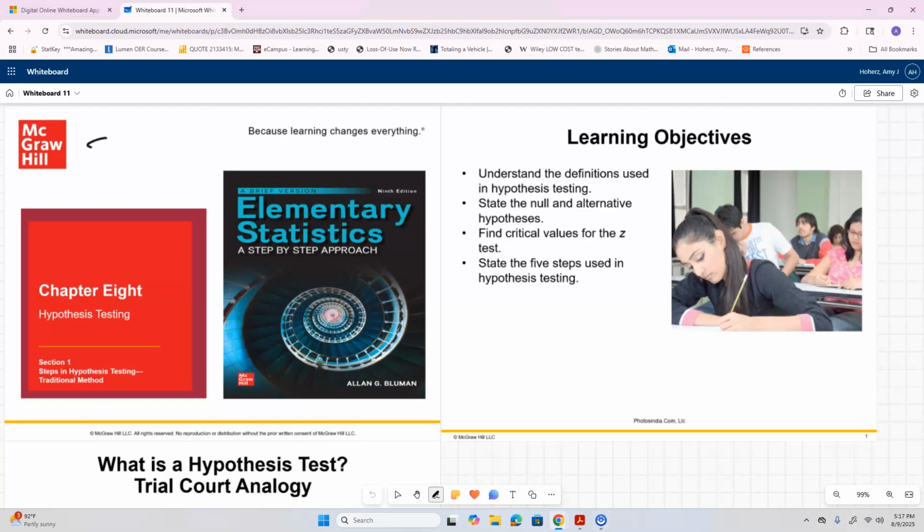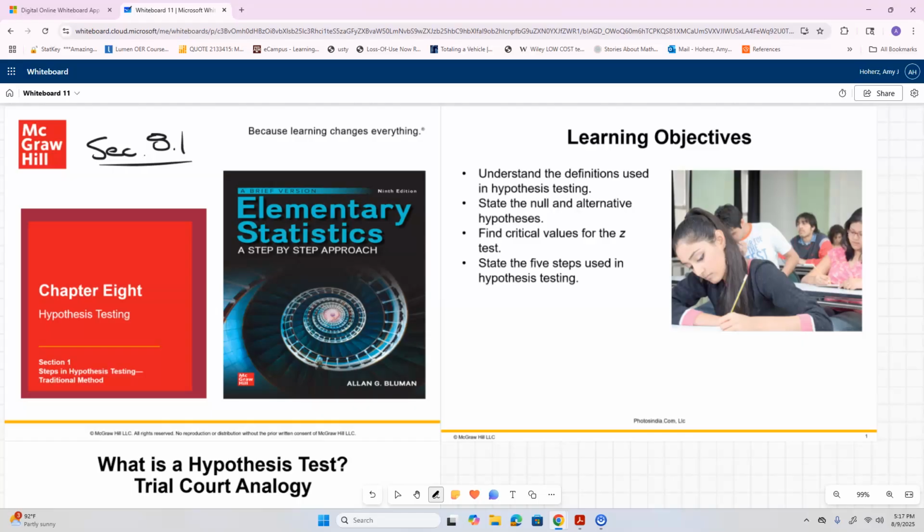So we're going to start with section 8.1 today, which is on the steps in hypothesis testing, and we're going to be talking about the traditional method of hypothesis testing. There's three kind of basic, commonly used methods for hypothesis testing. We're only going to do the traditional method, but there's also what's called the p-value method, and you can use confidence intervals actually to do hypothesis testing also. But we're going to do what's known as the traditional method.